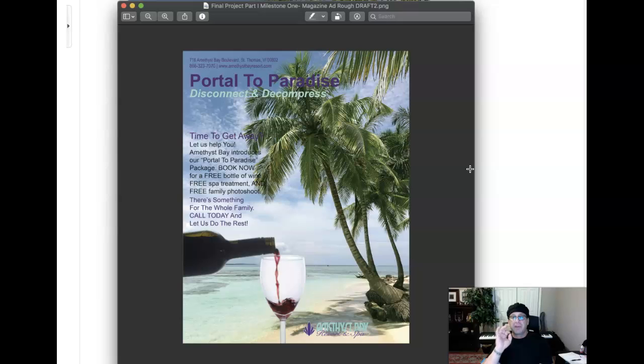The one thing I will say is this should be complete fairly soon, because we want to use the magazine as a basis for the banner ad.